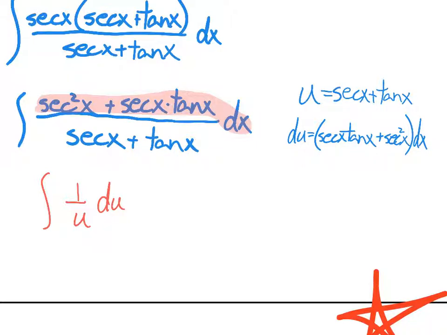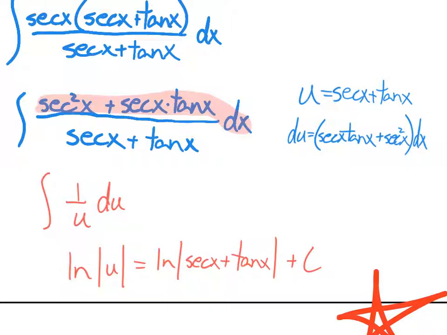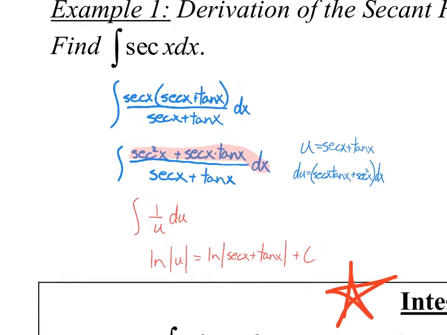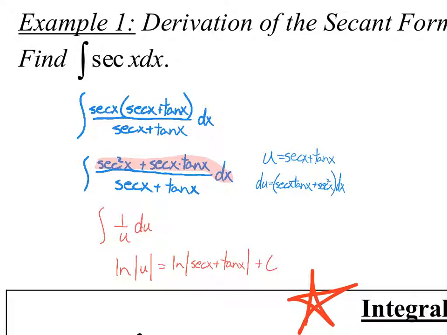What's the integral of 1 over u du? Ln u. Ln absolute value of u. Okay? So ln absolute value of u is the ln of the absolute value of secant x plus tan x plus c. And that's how we get the integral of secant x. It's the ln of absolute value secant x plus tangent x plus c. Okay? So that's pretty cool.